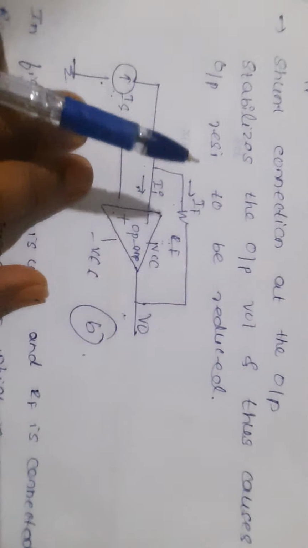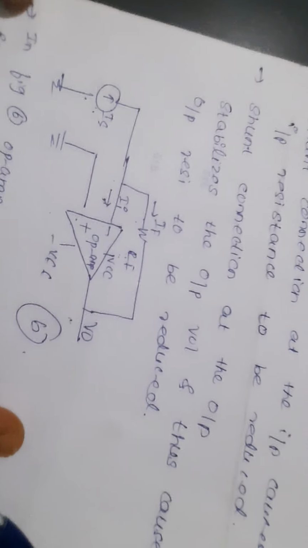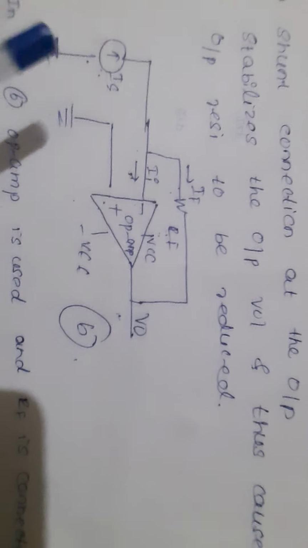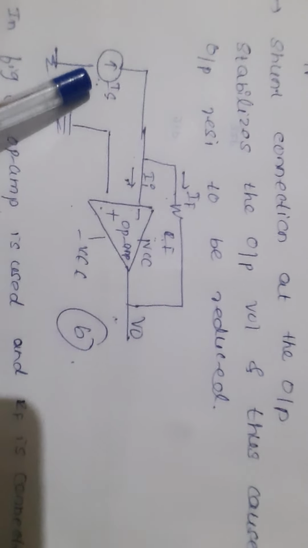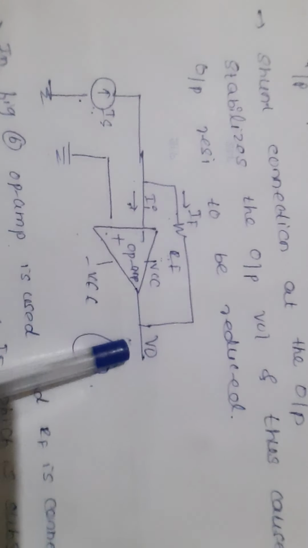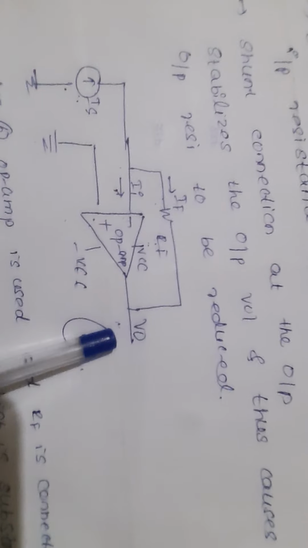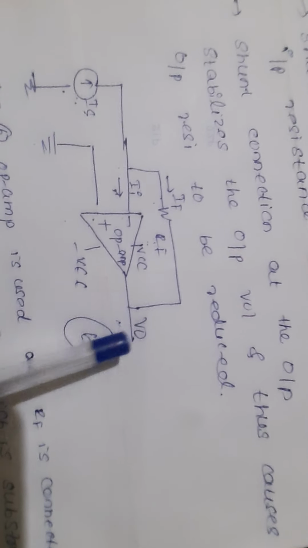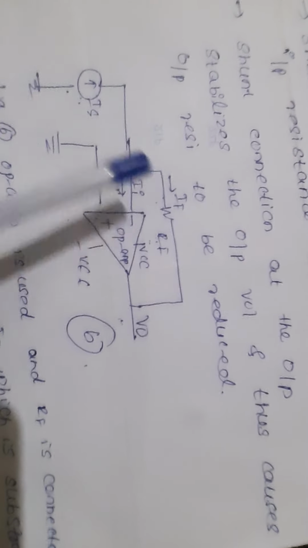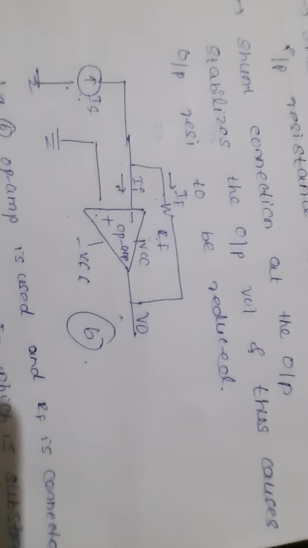Now we'll see some points here. Now I have to show the feedback is negative. So how will we show this? When IS is increased, II will increase. It is given to the inverting terminal, so the output voltage will reduce. Then when the output voltage decreases, it causes an increase in IF. Since IS and IF have the same polarity, the feedback becomes negative.